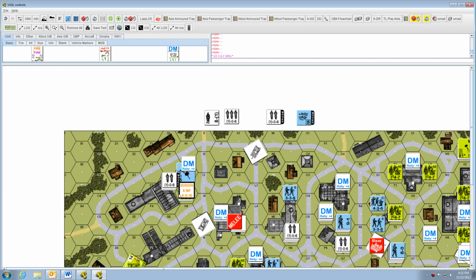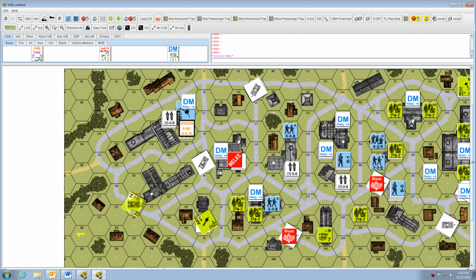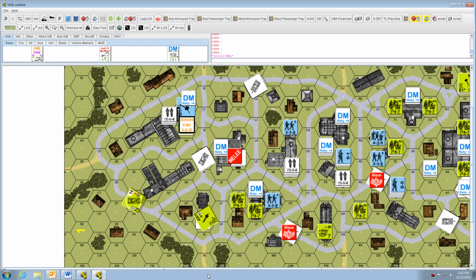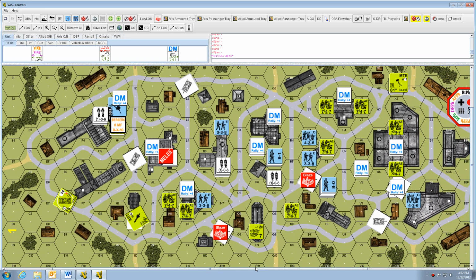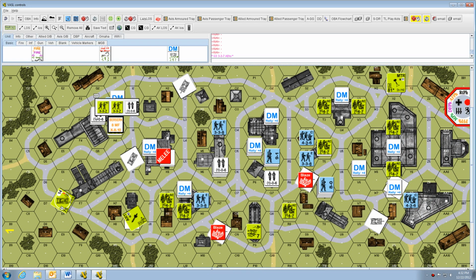So that's how the berserk rules affect prisoners and such. So you have to keep that in mind. If the American player didn't have that unit there and he had to accept the prisoners in H3, then at that point, the berserk unit will be in the same location as the prisoners.